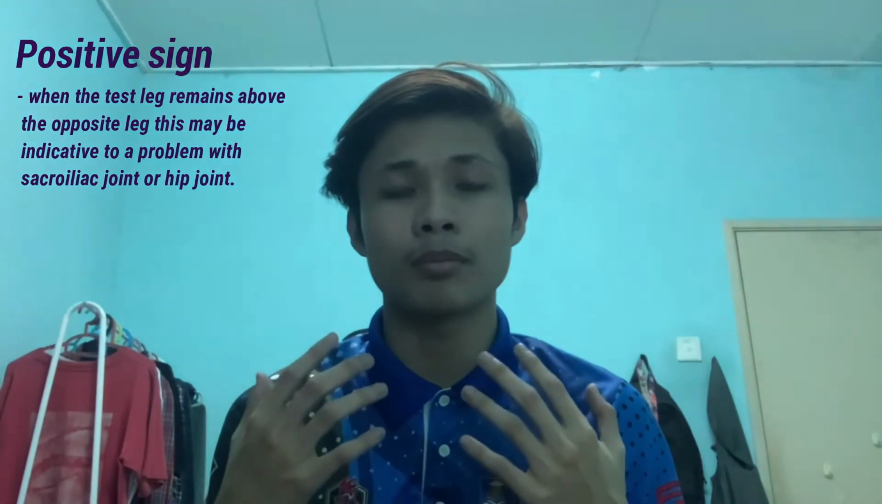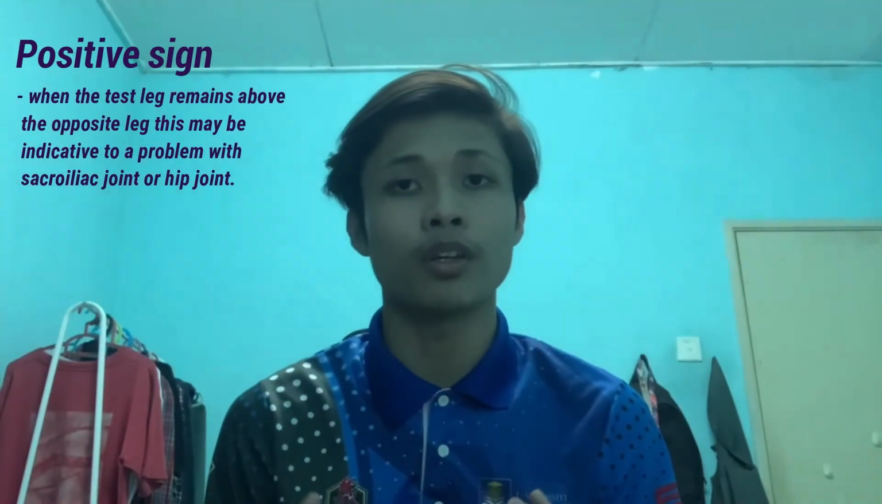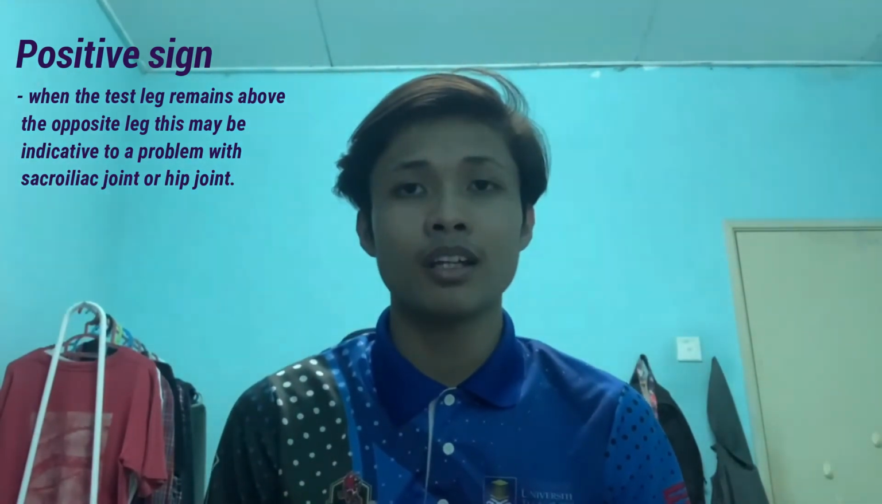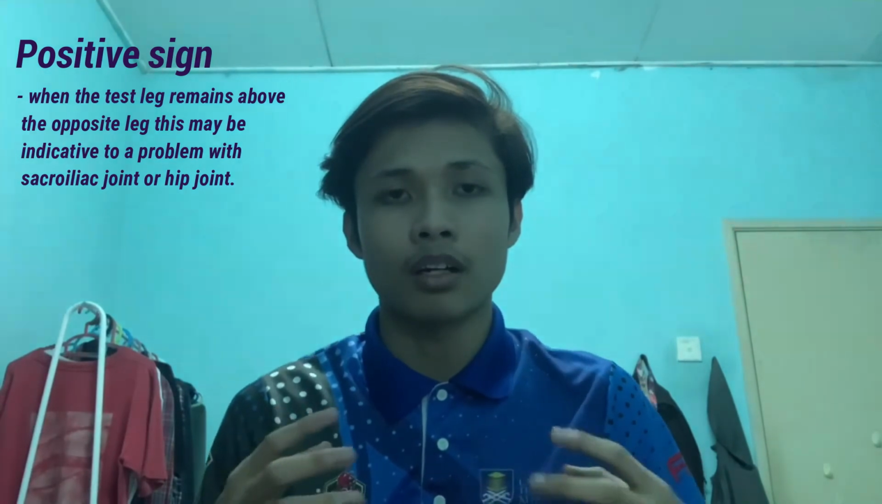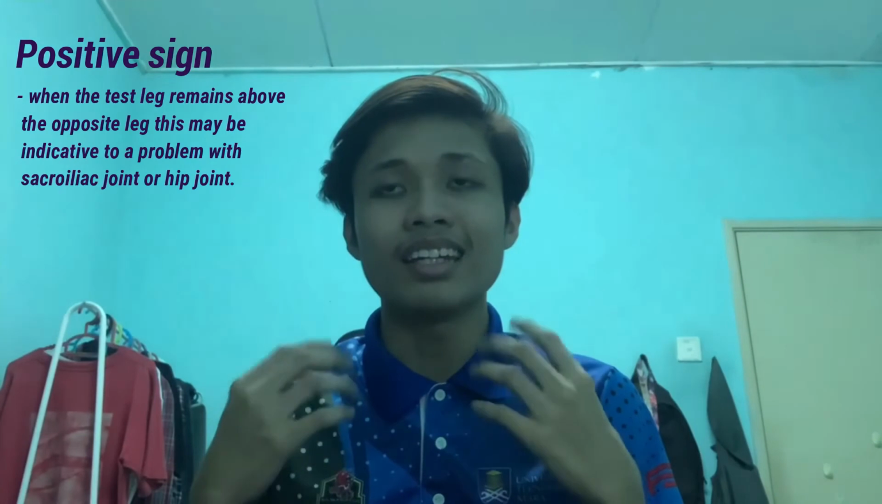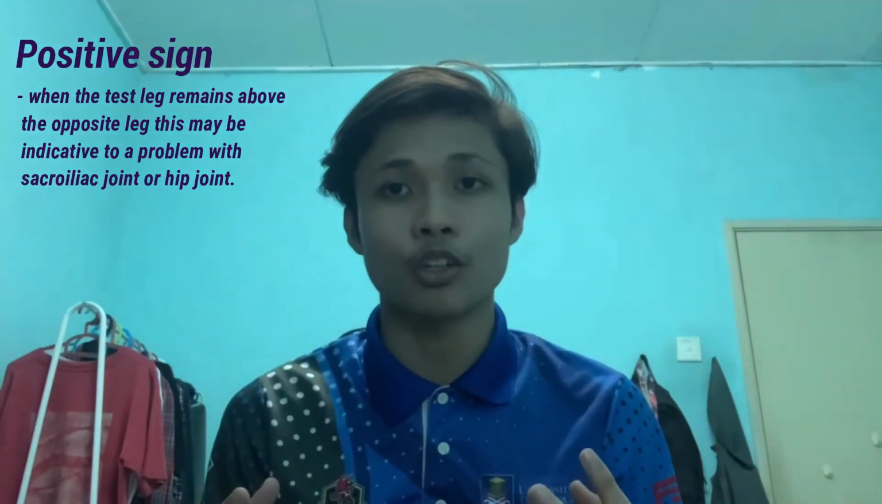FABER test positive sign: when the test leg remains above the opposite leg, this may be indicative of a problem with the sacroiliac joint or hip joint. For example, when you have pain in the sacroiliac area, it indicates a problem with the sacroiliac joints. And this test is suggestive but not confirmative.